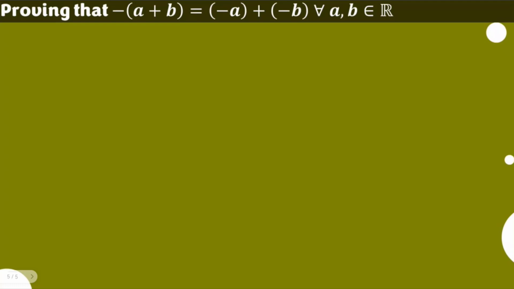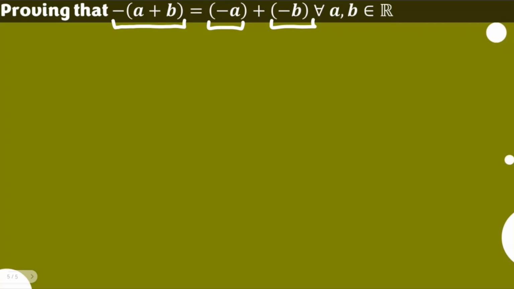This video is still part of the preliminaries, as part of the review on the algebraic properties of real numbers, which are essential in looking into the specific concepts and proofs of topics under real analysis. So let me show you the proof of the expression: the negative of the sum of a plus b is equal to the sum of the negatives of a and b.